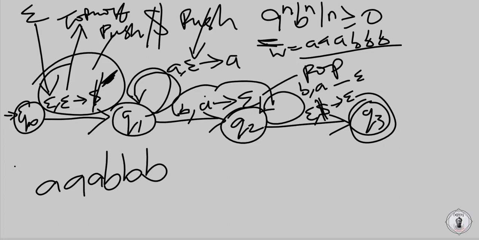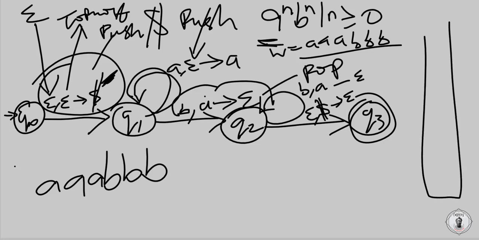Okay, so my stack at the initial stage in Q0, I'm adding $, which is what I have at the topmost part here, and from there I'm moving to Q1. So in Q1, I'm reading A. I get to this function here where I want to read A. I read A.